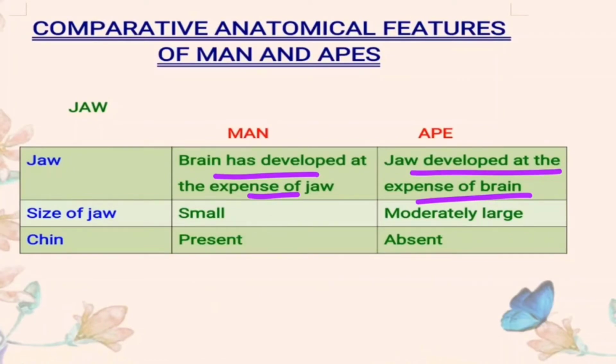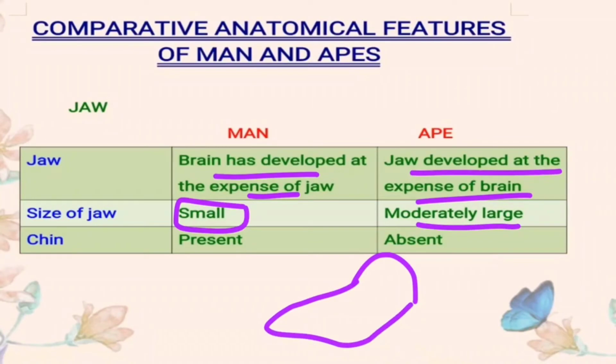The size of the jaw in the man is smaller, and that is why they have a very compact face, because the facial skeleton, as we already studied, is not much developed, but the cranial one is quite developed. But in the apes, the size of the jaw is moderately large. As we see, their skull is like this, but their facial structure is somewhat like this. So we can say the jaw portion is quite large as compared to the man.